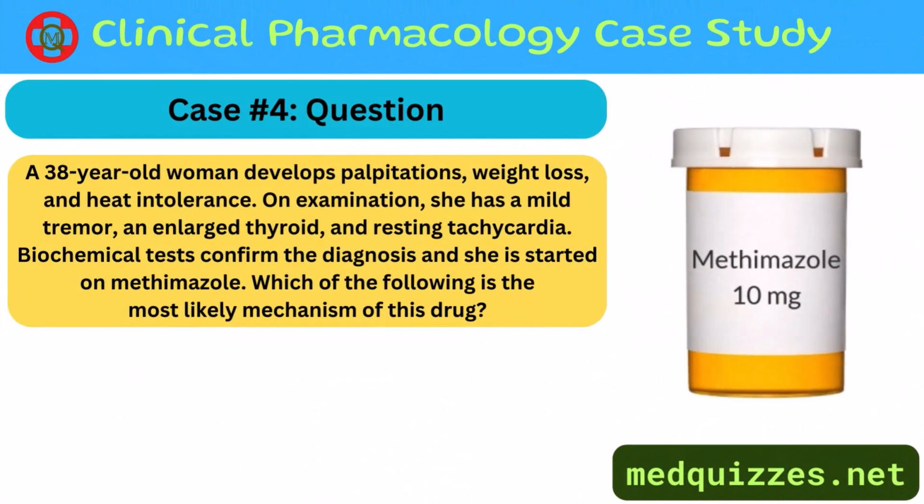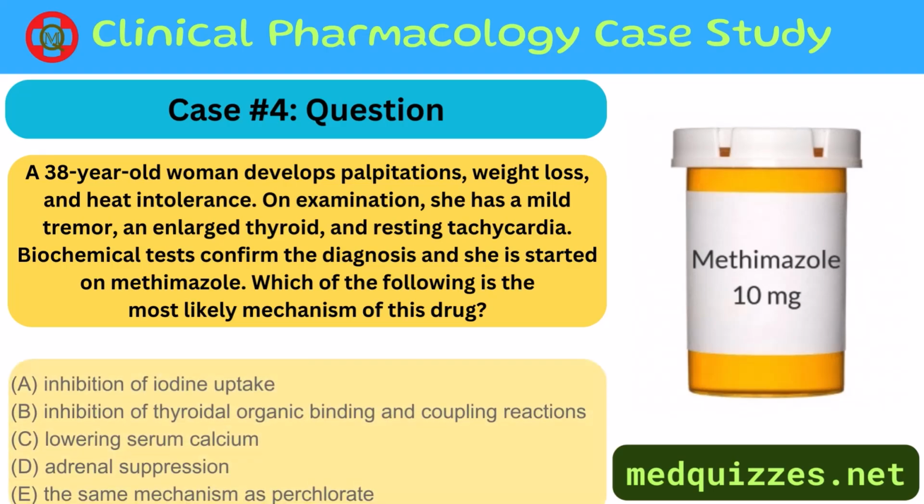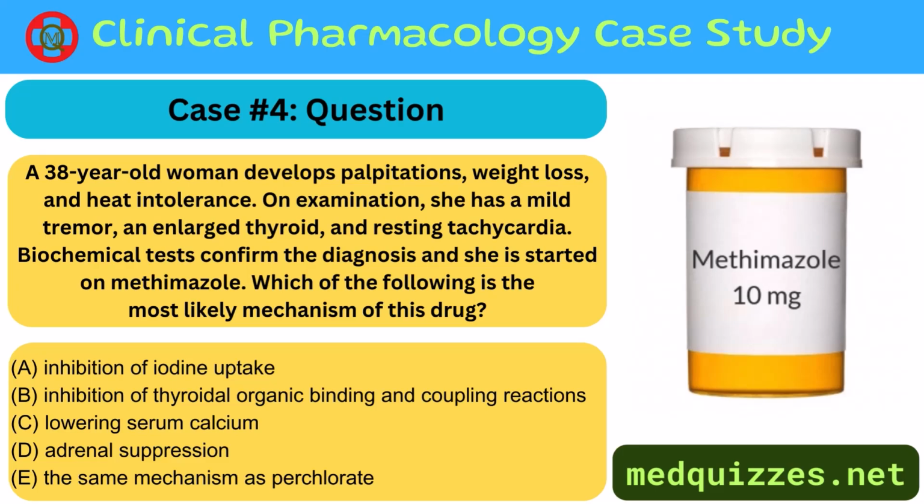Autonomic effects of ADH in the CNS include bradycardia, increase in respiratory rate, suppression of fever, and alteration of sleep patterns. Case 4. A 38-year-old woman develops palpitations, weight loss, and heat intolerance. On examination, she has a mild tremor, an enlarged thyroid, and resting tachycardia. Biochemical tests confirm the diagnosis and she is started on methimazole. Which of the following is the most likely mechanism of this drug? A. Inhibition of iodine uptake. B. Inhibition of thyroidal organic binding and coupling reactions. C. Lowering serum calcium. D. Adrenal suppression. E. The same mechanism as perchlorate.